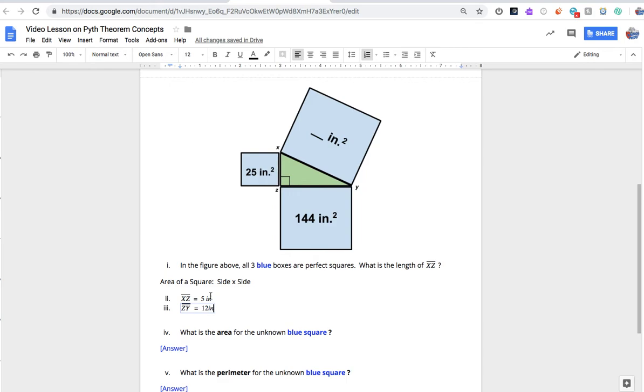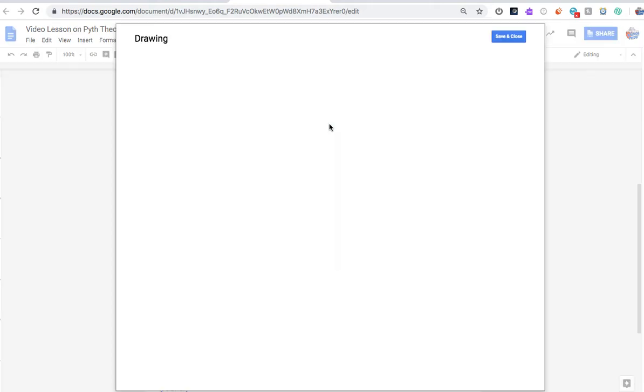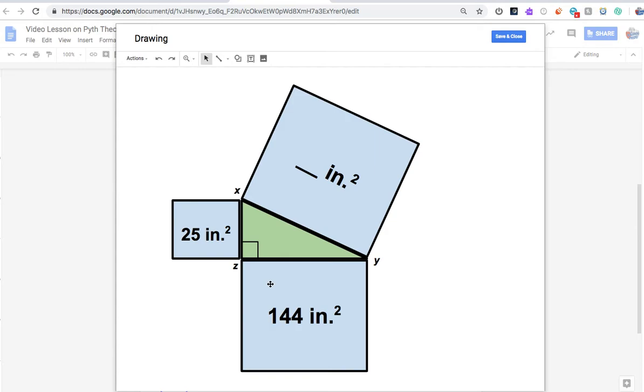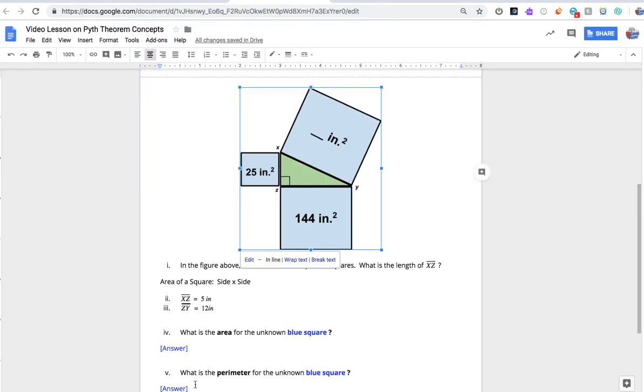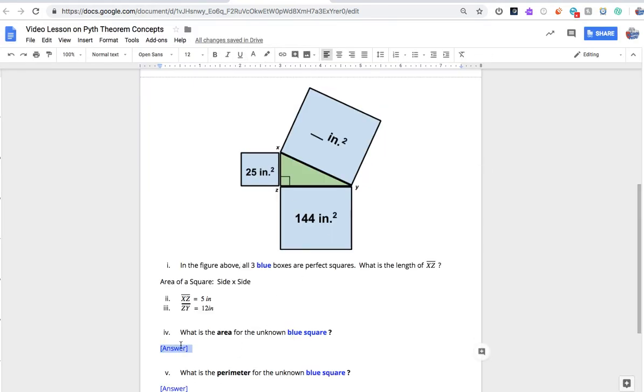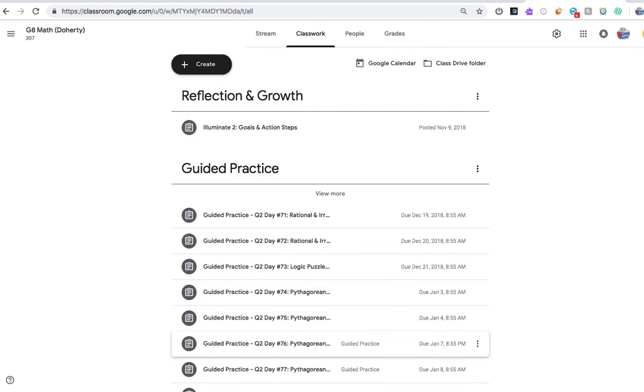This should look familiar to us. Some of us have seen the 5, 12, 13 triangle before. XY should have a length of 13. We're going to see that. What is the area for the unknown blue square? Well, if a squared plus b squared has to equal c squared, all we have to do is add 25 plus 144. That gives us 169 square inches.